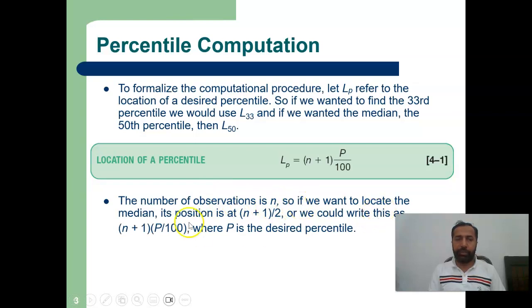So if we want to locate the median, its position is at (n plus 1) over 2, or we could write it as (n plus 1) multiplied by P over 100, the same formula where P is the desired percentile.